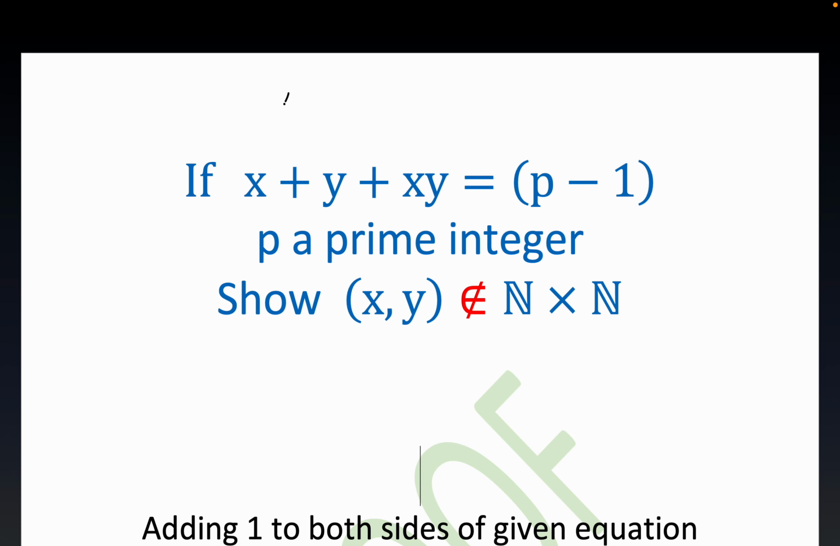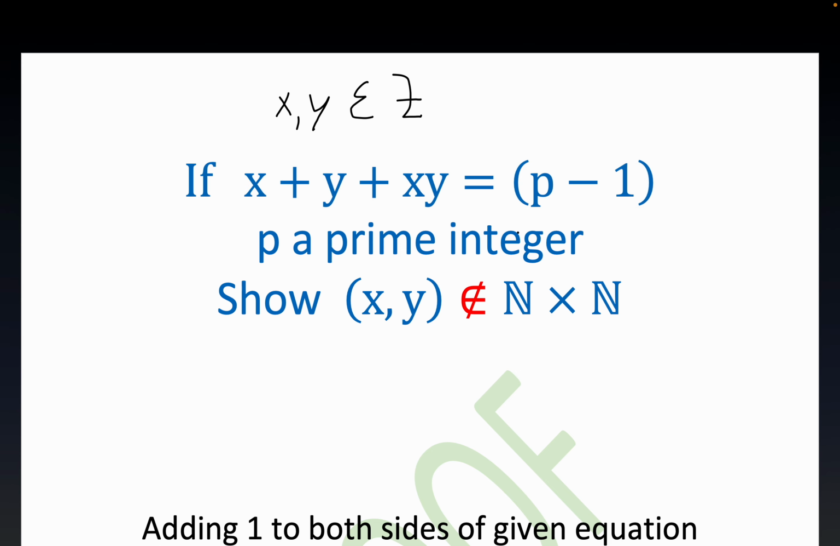Tonight we're trying to find integer solutions, x and y, and we'll just write down x, y is a member of Z, the integers. Okay, now it's supposed to equal a prime, some fixed prime minus 1.